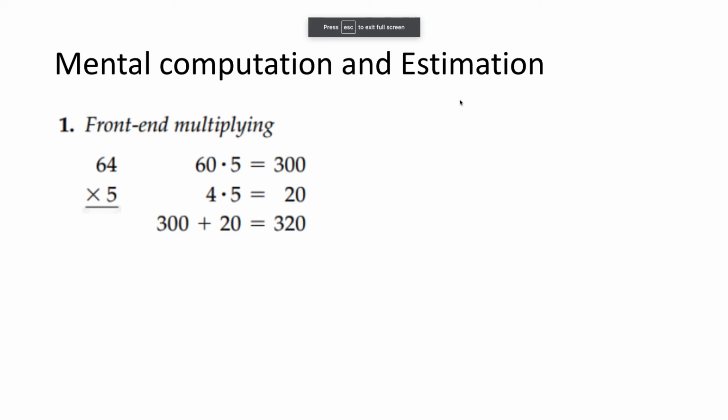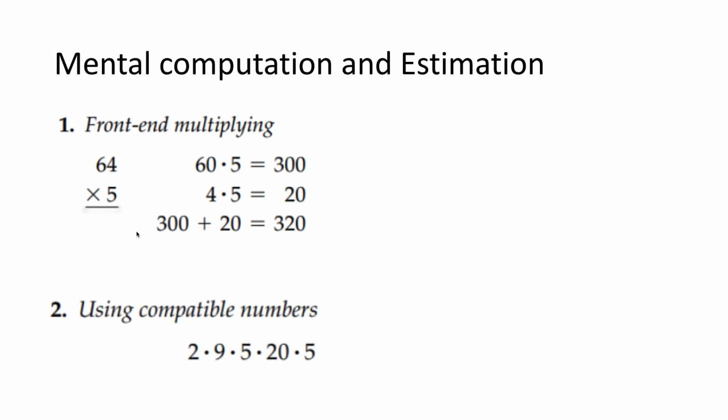So very similar to the addition, we can do mental computation and estimation, right? So little kids, again, they tend to multiply from the bigger digits. Like instead of multiplying 4 by 5, they can think about 60 by 5 first. So 60 times 5 is 300, 4 times 5 is 20. Together you can have 320. That's front end multiplying.